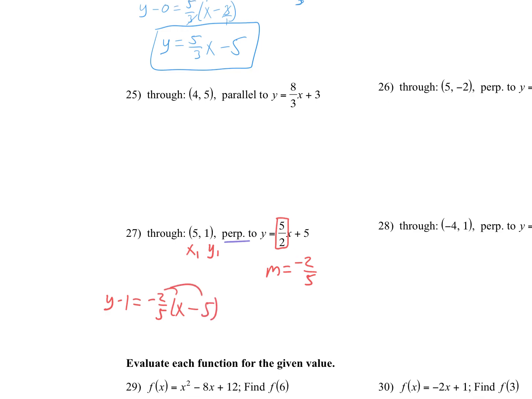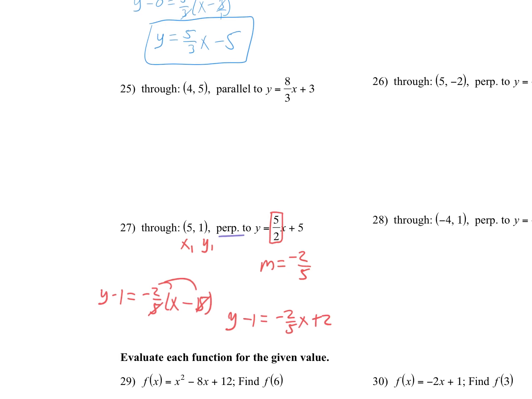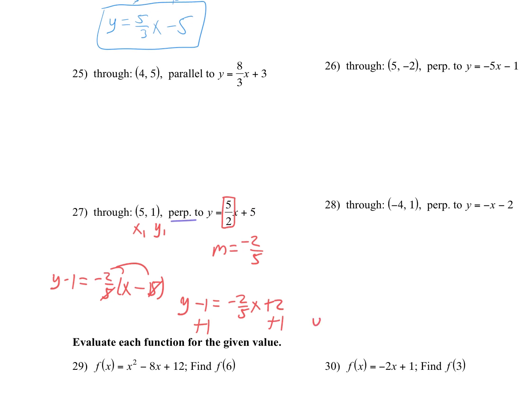And then distribute negative 2/5 to everything on the inside. So we get y minus 1 equals negative 2/5 x. And then just like the one before, the 5's are going to cancel, and then negative 2 times negative 1 is going to be a positive 2. And then you want to add the 1 on both sides, and your equation is going to be y equals negative 2/5 x plus 3.